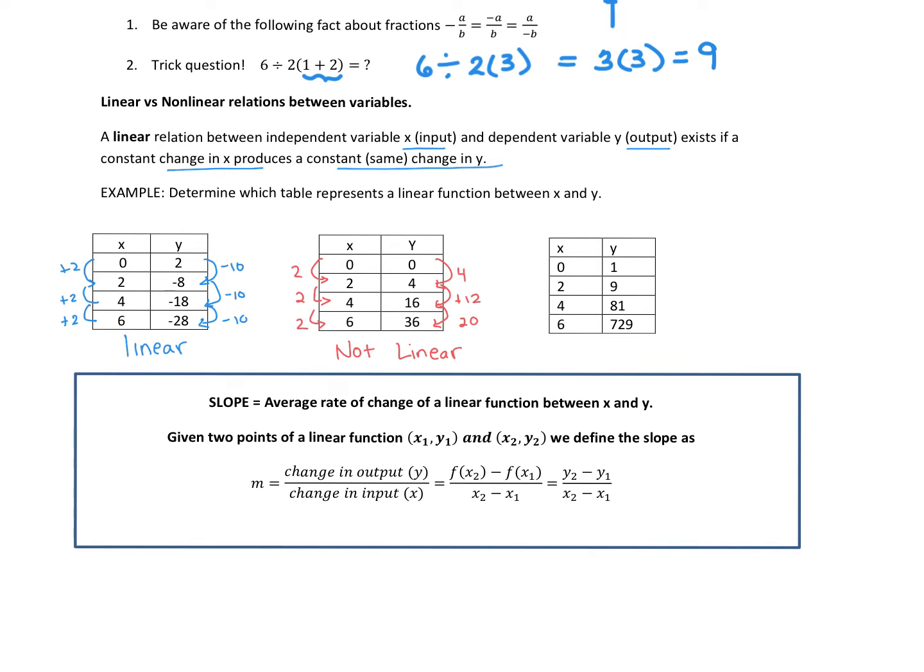And on this last one, these all increase by 2. This increases by 8. This increases by not 8. 81 minus 9 gives us 72. And then obviously a much larger number. So again, this one is not linear.